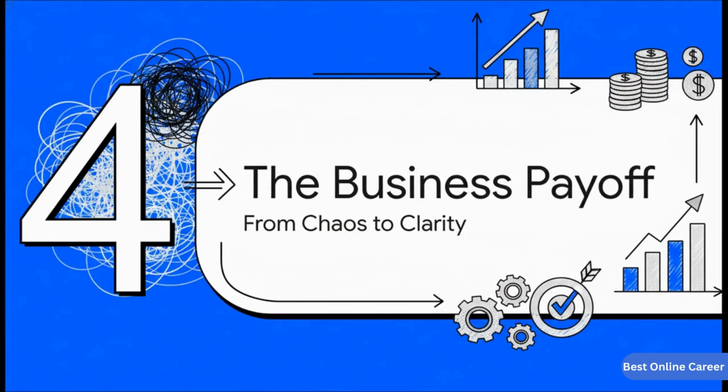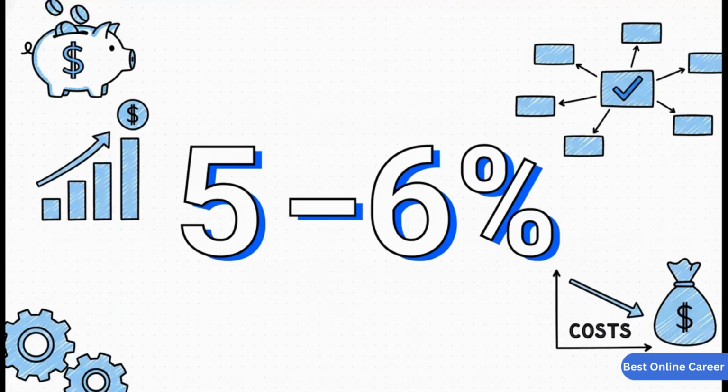So that all sounds great, right? But what's the actual business payoff? What are the tangible benefits a company really sees when it moves from all that chaos to clarity? Well, let's look at the numbers. First off, industry analysis shows that companies using these kinds of systems see a 5 to 6% reduction in their cost of goods sold. Just think about that for a second.